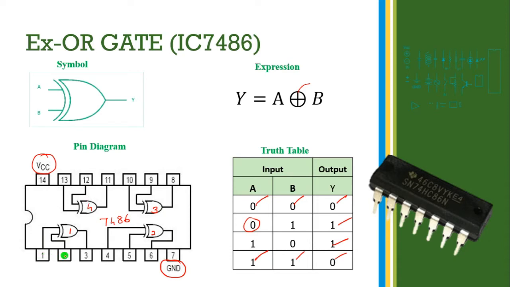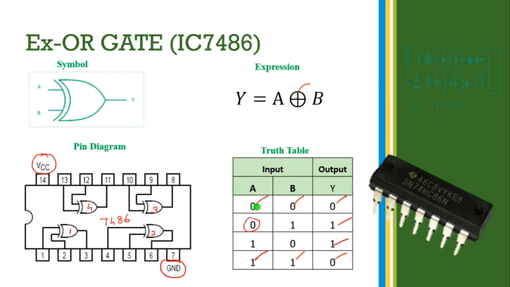The first pin and second pin are the inputs of the first XOR gate, and the third pin is the output of the first XOR gate. The 4th and 5th pins are the inputs of the second XOR gate, and the 6th pin is its output. The 10th and 9th are the inputs of the third XOR gate, and the 8th is its output. The 12th and 13th are the inputs of the fourth XOR gate, and the 11th is its output.